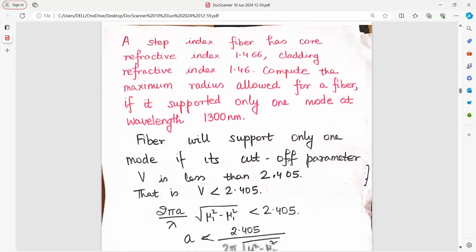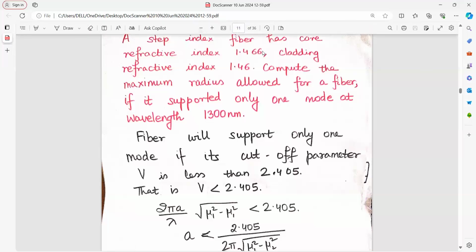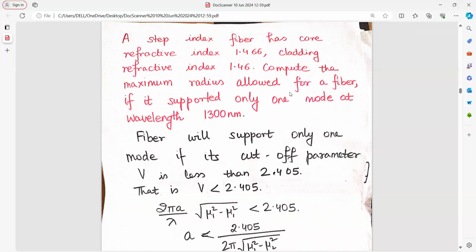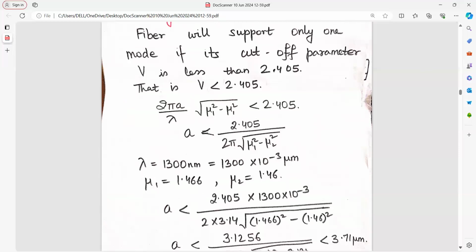Step index fiber has core of refractive index 1.466, cladding 1.46. Find the maximum radius allowed for a fiber if it is supporting only one mode. See, fiber will support only one mode if its cutoff parameter is less than 2.4. That is 2.4. If the V A is, let us find it out. How much are we getting A after solving?